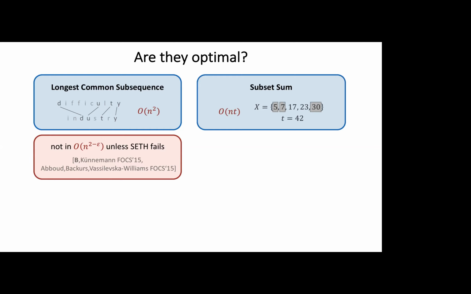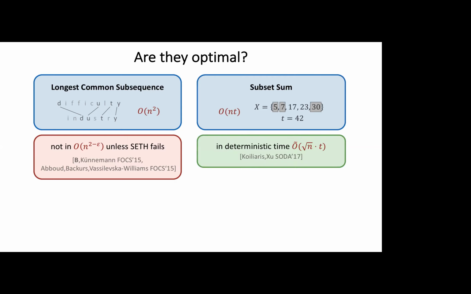Now, this was independently proven by two groups of researchers, me and Marvin Künnemann, and Amir Abboud, Arturs Backurs and Virginia Vassilevska Williams, both published at the same conference. Okay, so surprisingly, for subset sum, people actually came up with fast algorithms. First, Koiliaris and Xu brought it down to time roughly root n times t, and then I improved it to randomized time linear, n plus t.